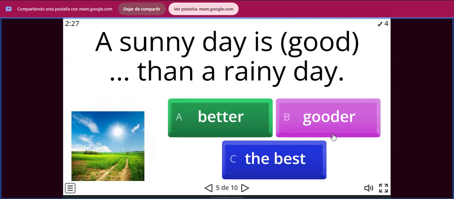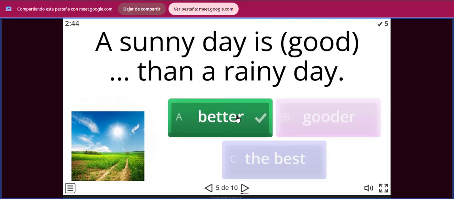Number five, a sunny day is good than a rainy day. Better. And see that we have here one of the irregular adjectives. So we don't say gooder, but we'll say better, the exception. Good.